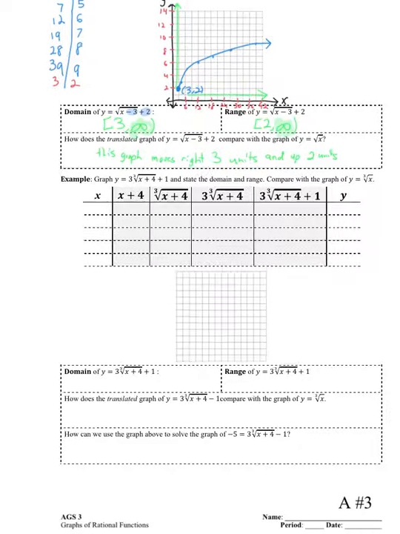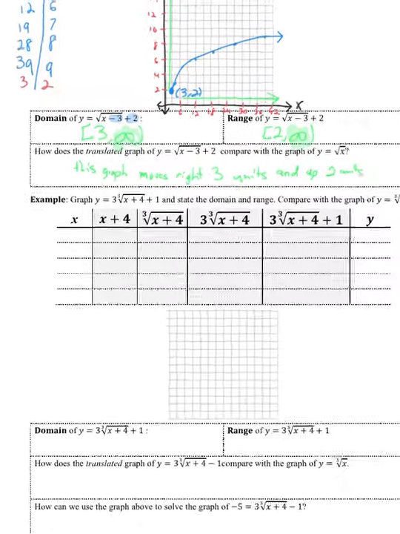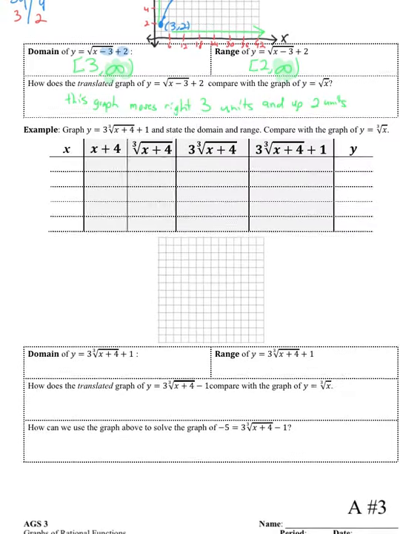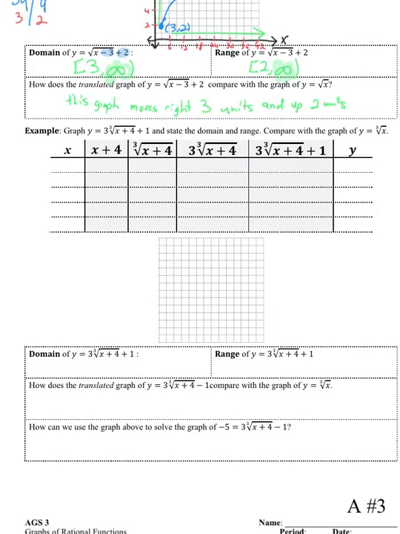Okay. Very last example today. We're going to look at a cube root function here. And this one's got a lot going on. We're going to take this x value, we're going to add 4 to it. Then we're going to cube root it. And then we're going to multiply by 3 and add 1, to get to our output values.